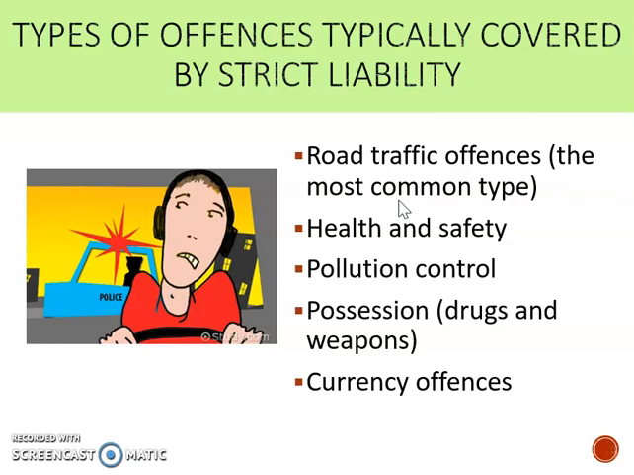So even if you didn't know that about your tyres, if a police officer catches you, immediately you'll suffer a penalty for that. Health and safety, as I've already said, so foreign objects being found in food, selling unfit food would all be covered by strict liability offences. Pollution's another one. So there are controls on factories about how much pollution they're allowed to put out. And if they go beyond that, it's a strict liability offence.